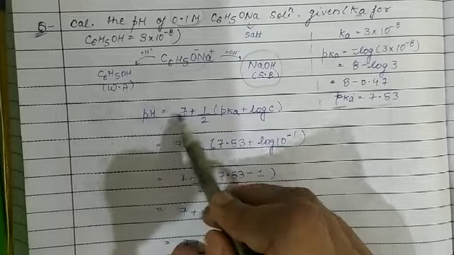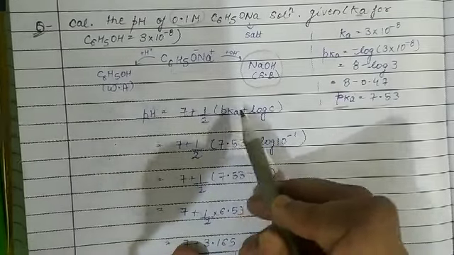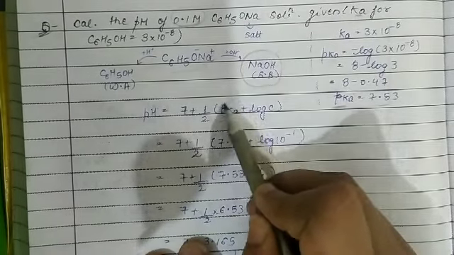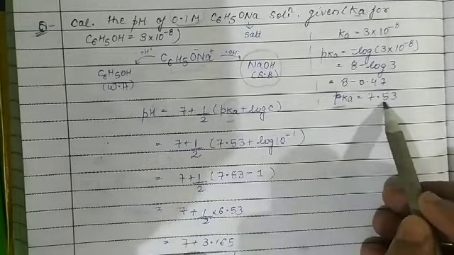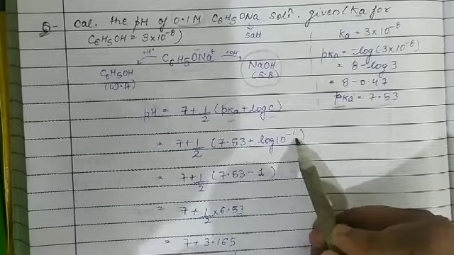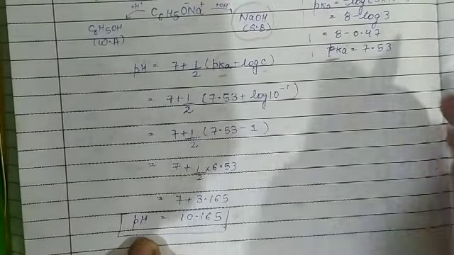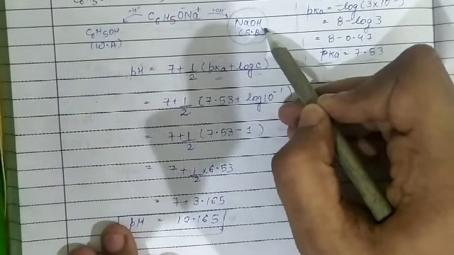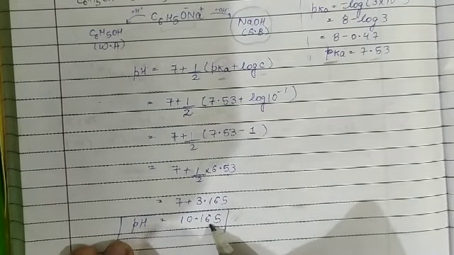therefore pH must be more than 7. So pH will be equal to 7 plus half of pKa, as the weak part is acid, plus log of C. Now put the value: 7 plus half pKa, and the concentration of salt is given as 0.1, meaning 10 power minus 1. On solving we get the value of pH, which is equal to 10.165. Also, as in this salt the strong part is base, pH must be more than 7, so pH is more than 7, 10.165.